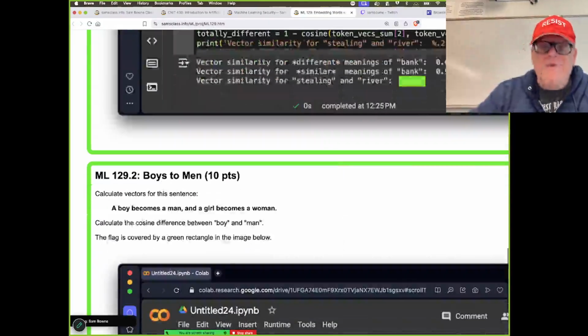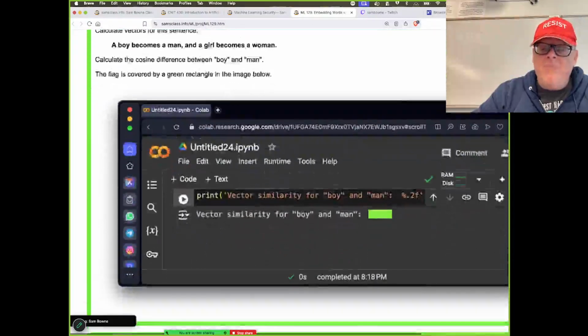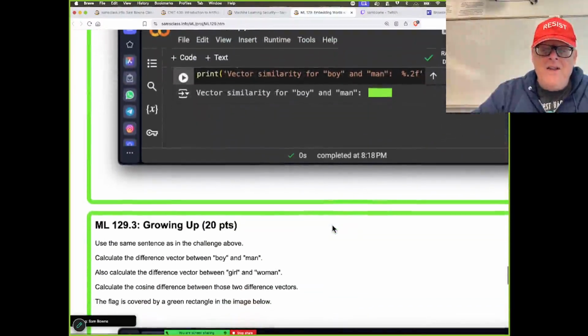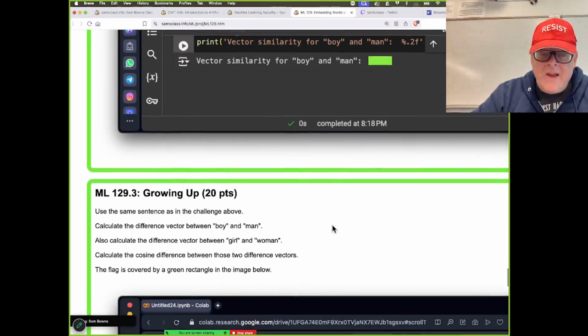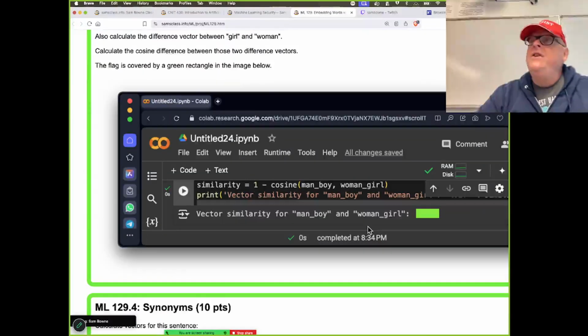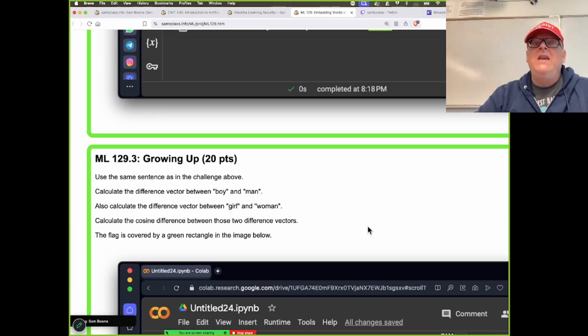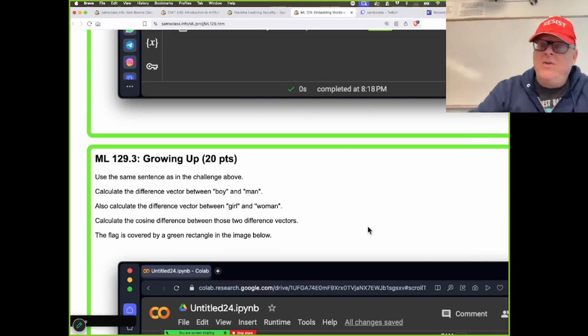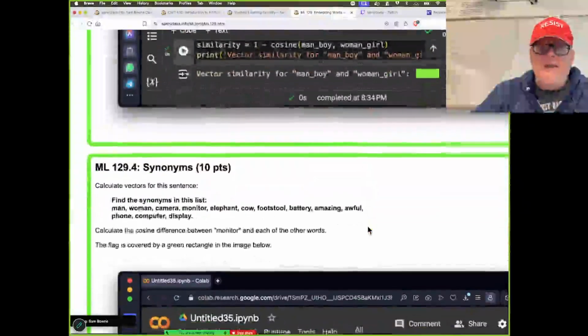So now you can try this sentence. A boy becomes a man and a girl becomes a woman. And now you can calculate the difference between boy and man, and you can then calculate the difference between girl and woman, and you can calculate the difference between those 2 difference vectors, and you'll find that they're very similar. So relative meaning is encoded, and it even knows that if you take the difference between boy and man and add that to girl, you get woman. So that's the sense in which it understands anything.